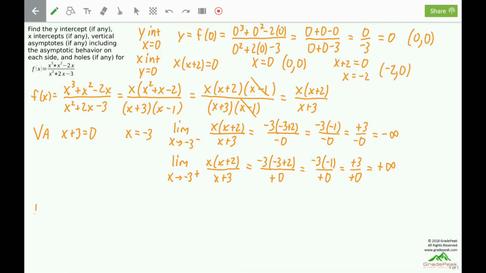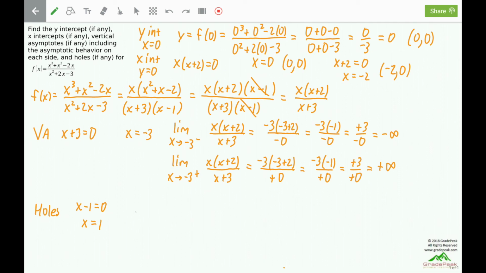The last thing to find is any holes in the graph, and those are determined by the factored version of the function and the factors that cancel so that they fully cancel out of the denominator. X minus 1 did cancel, and it fully canceled with every version of itself in the denominator. There was only one of them down there, and it did fully cancel out. That factor, if set equal to 0, will give the x-coordinate of the hole.